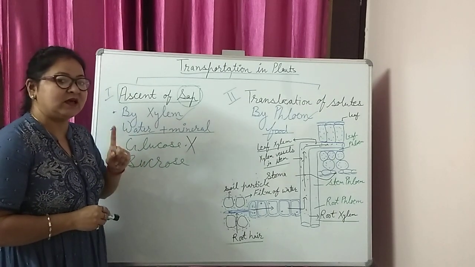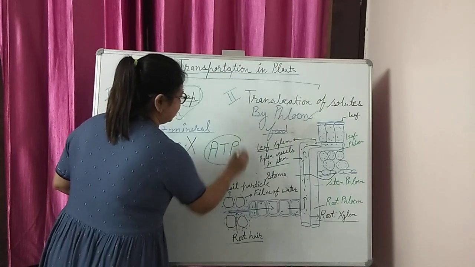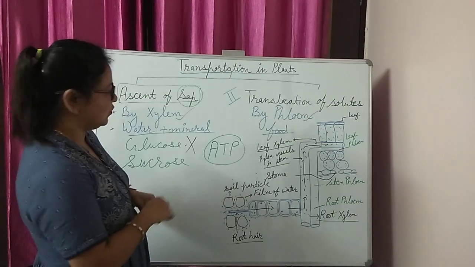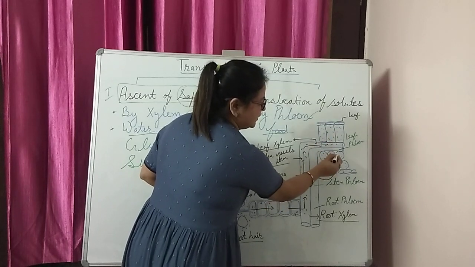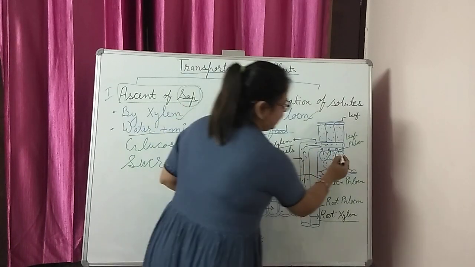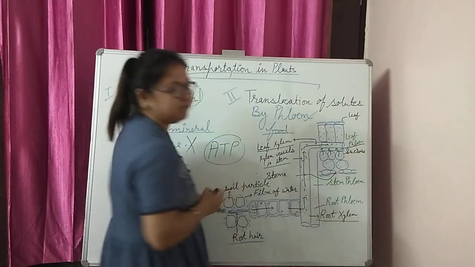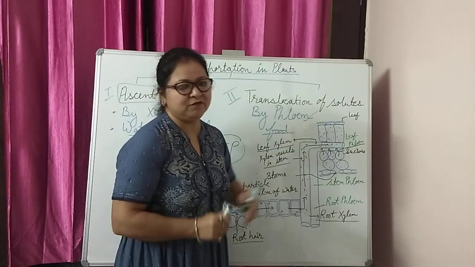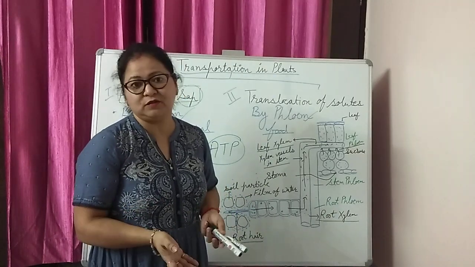This is done with the help of energy. Again, it uses ATP molecules for this translocation. The sucrose that is formed in the leaf cells is transferred, by use of energy, into the leaf phloem. Clear? Now, when the sucrose enters the leaf phloem, it creates a concentrated solution, a hypertonic solution.